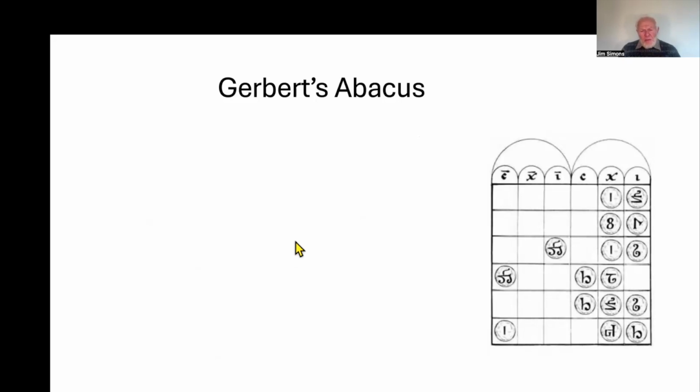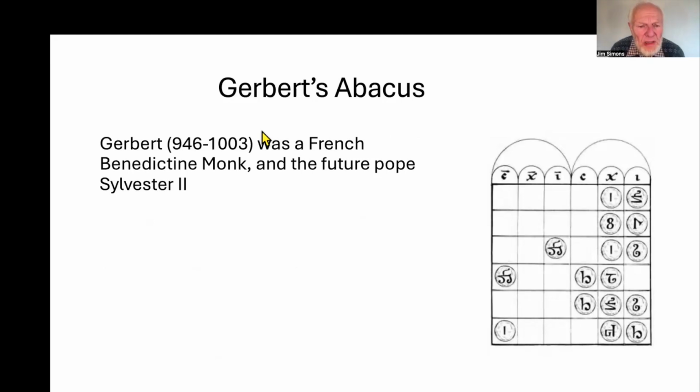So you may know that our current Pope is a mathematician. There was an earlier Pope who was a mathematician. He was Sylvester II. But before he was Sylvester II, he was a French Benedictine monk. And he invented Gerbert's abacus, which is really a counting board. So counting boards up to that point had just counters on them, blank counters, stones, pebbles, if you like, which you shuffled around to do your arithmetic. So he invented the idea of writing numerals on the pebbles, so you didn't need to have so many of them.